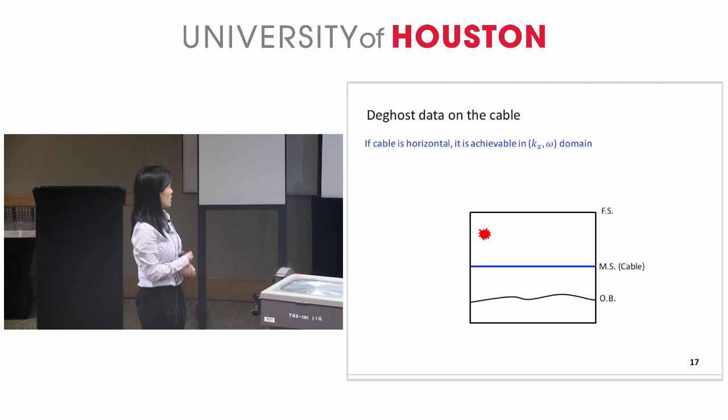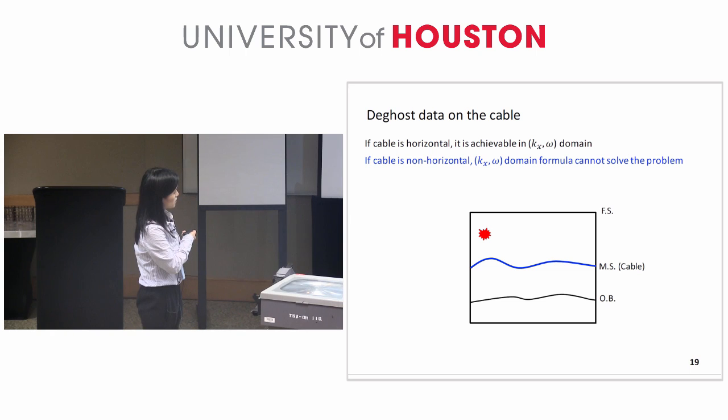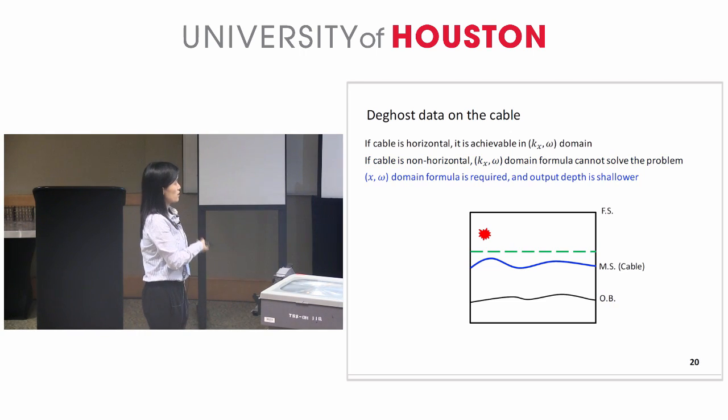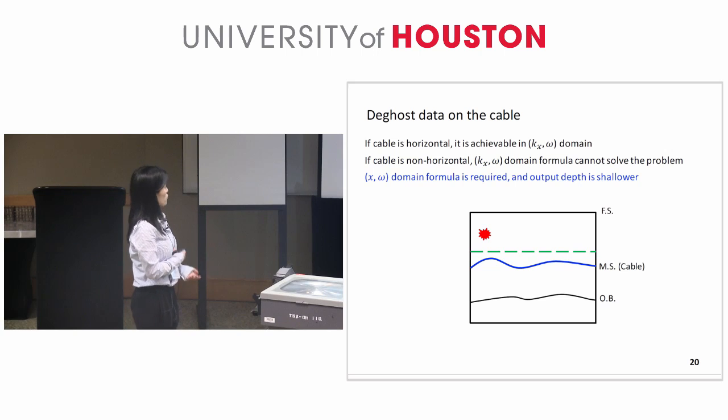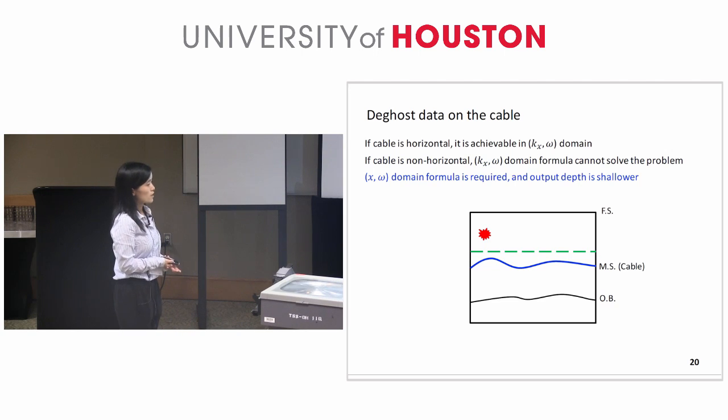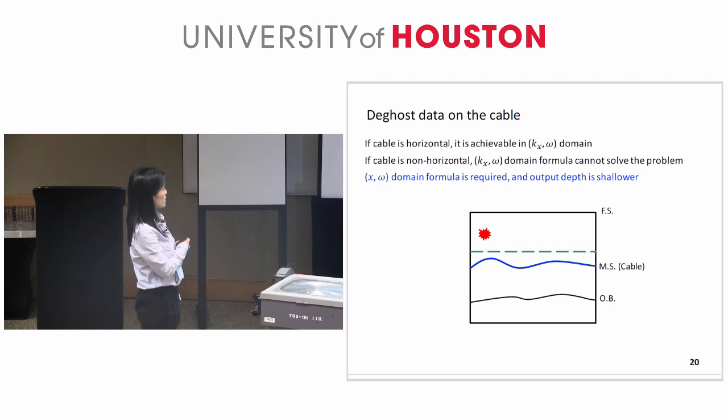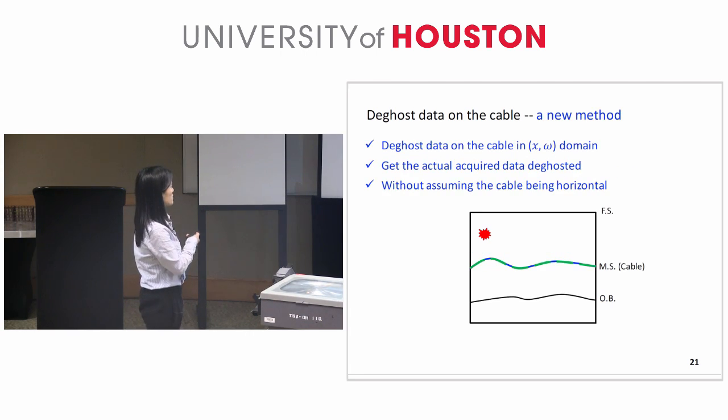Now, if the cable is horizontal, then we can transform the algorithm from X-omega domain to KS-omega domain. And then, as Dr. Wang explained, you can locate the output point on the surface. As you can see, the green dashed line, which is the output, is sitting on the blue line, which is the actual cable. However, if the cable is non-horizontal as shown like this, the transform from X-omega to KS-omega cannot be easily achieved. You have to go back to the X-omega domain formula, which in principle can accommodate a non-horizontal cable, and you have to locate your output point above the acquisition surface.